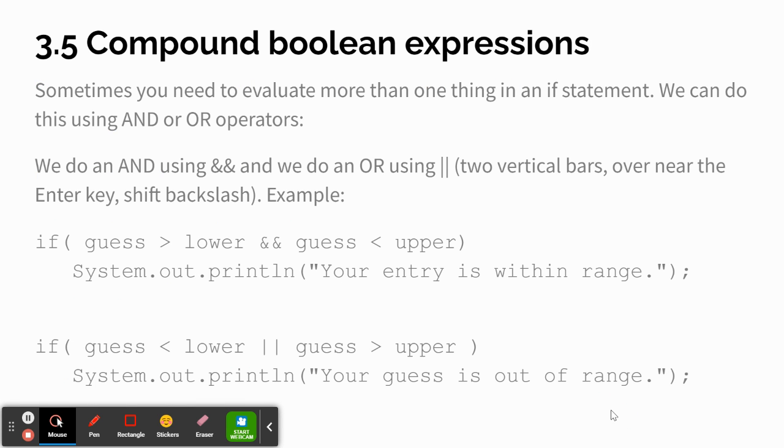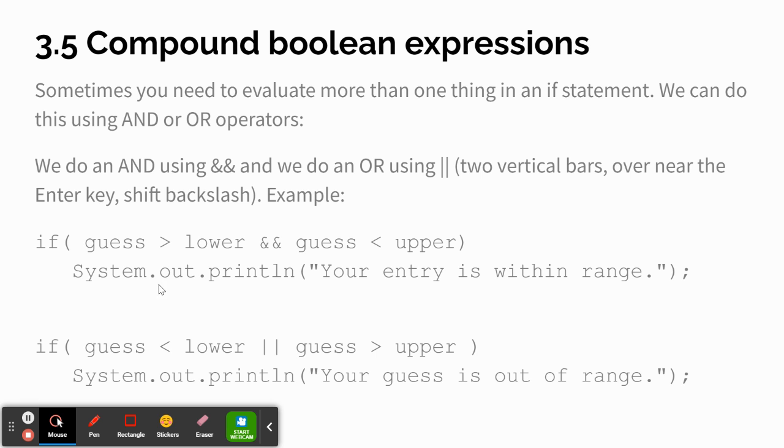So section 3.5 is compound Boolean expressions. The main thing that we're introducing here is, check this out. We can have two or more things put together with an and. The and symbol isn't the word and, it's these two ampersands, which is shift 7. And the other option is we can have an or, which is two vertical lines. That's shift backslash. It's over by the enter key on your keyboard. There's a little vertical bar. So two vertical bars mean or, and two ampersands, the shift 7, mean and.